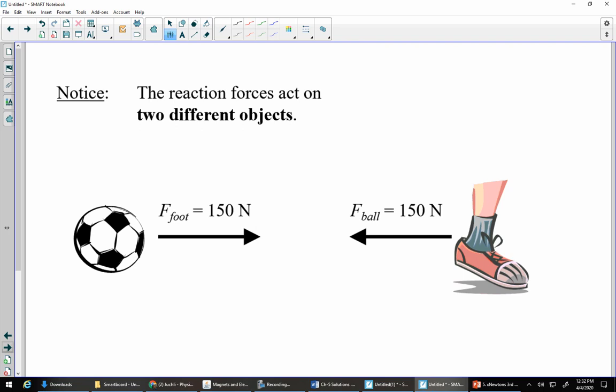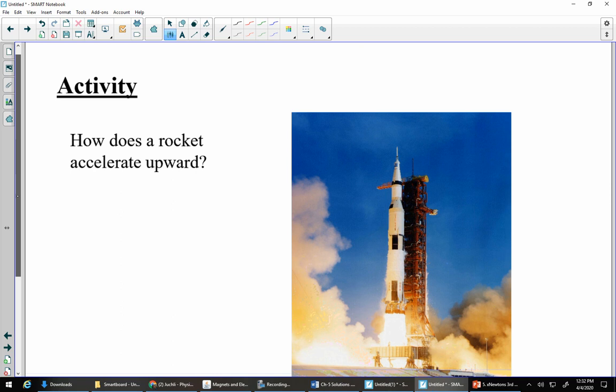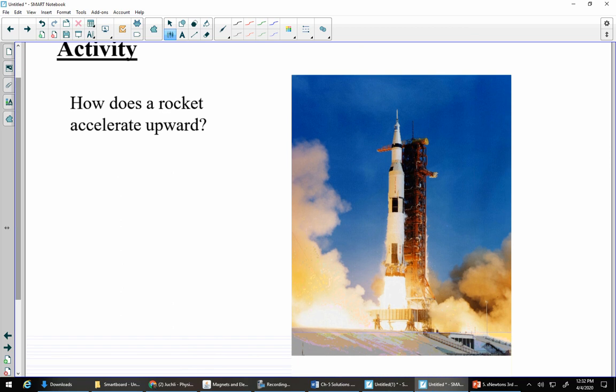So something that's very, very important to note. Just think about this one for a second. You can put your video on pause if you want to for this. How does a rocket accelerate upwards? Just think about that for a second. So obviously the force of gravity is pulling the rocket downwards. What does the rocket have to shoot out of its tail, I guess? I don't know what you'd call the bottom part of a rocket down here. What is it shooting out?